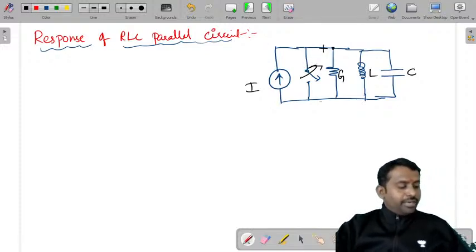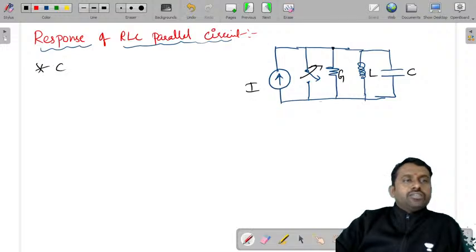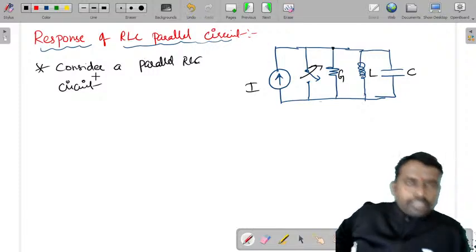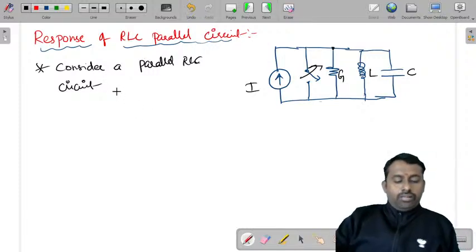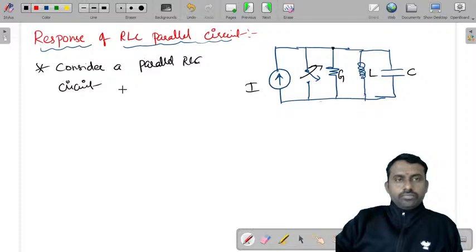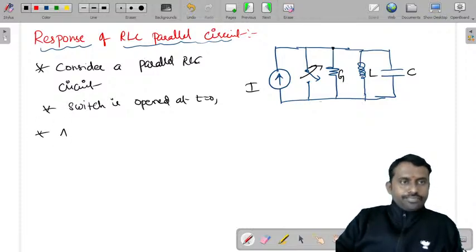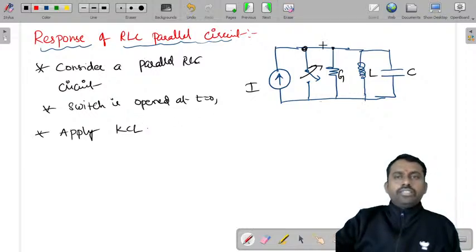The current source is connected to the circuit, applying KCL at the node. So we will consider a parallel RLC circuit. Once you consider this parallel RLC circuit, let us assume the switch is opened at t is equal to 0. So previously the switch was closed. Now apply KCL at this node. All these are the same node.